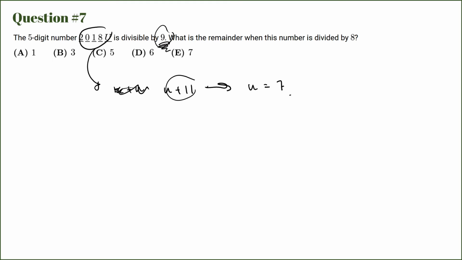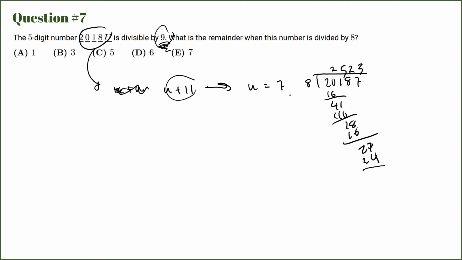So then what is the remainder when 20187 is divided by 8? Well, let's divide by 8 now. 2, 16, 41, 5, 40, 1, 8, 2, 16, 27, and that's 3, 24, and that leaves a remainder of 3. So the remainder when this number is divided by 8 would be 3, or B.